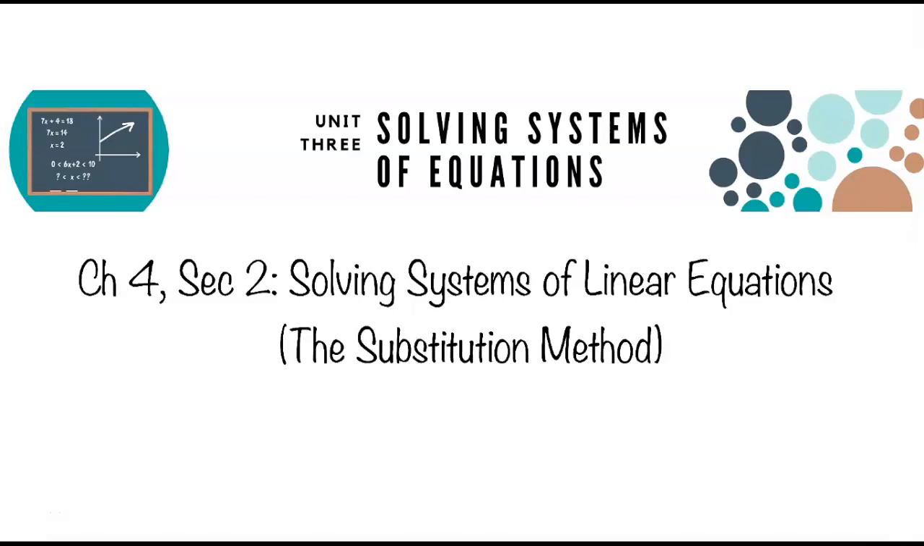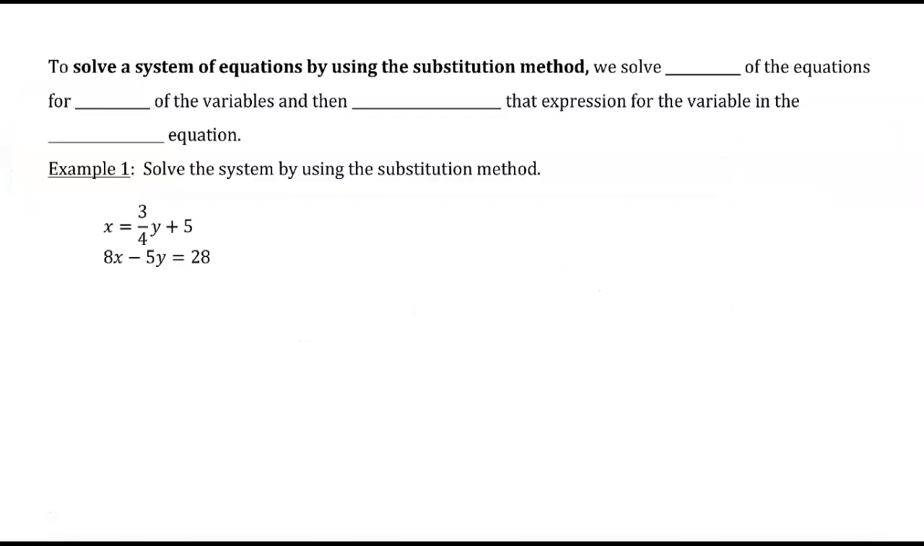This video follows right along with your Chapter 4, Section 2 lecture notes. We will continue solving systems of linear equations, and in this lesson we will talk about how to do that with the substitution method. To solve a system of equations by using the substitution method, we will first solve one of the equations for one of the variables, and then substitute that expression for the variable in the other equation. Let's look at an example.